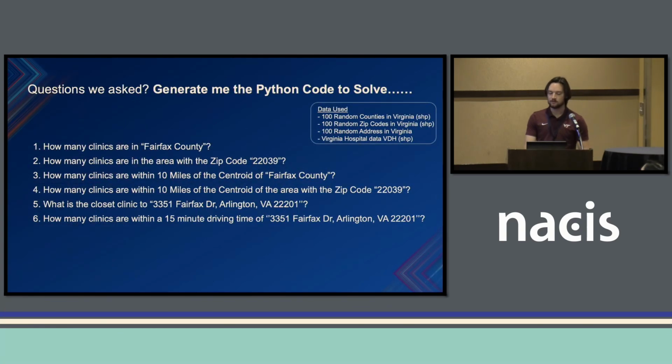As a case study, we selected 100 random counties, 100 random zip codes, and 100 random addresses in the state of Virginia, and used Virginia hospital data. We asked these 6 different spatial questions. We're looking at spatial joins, calculating driving time, and calculating buffer zones.